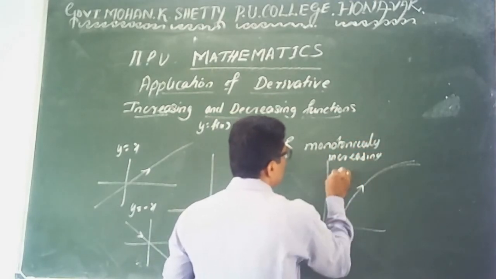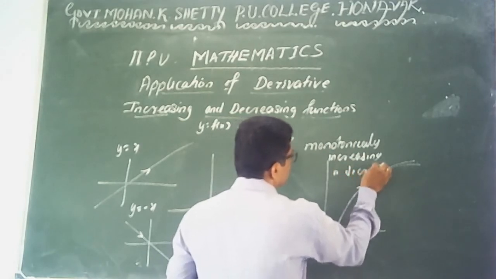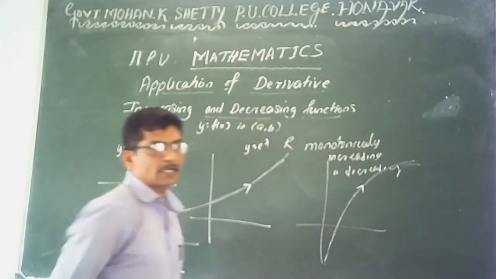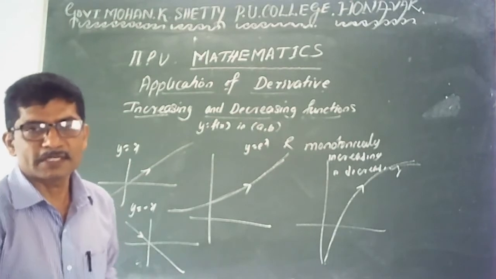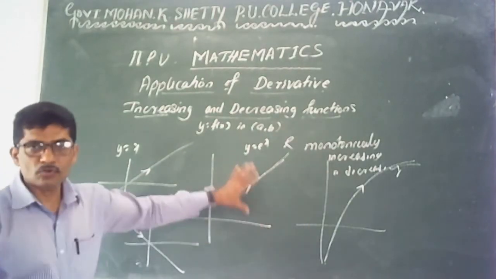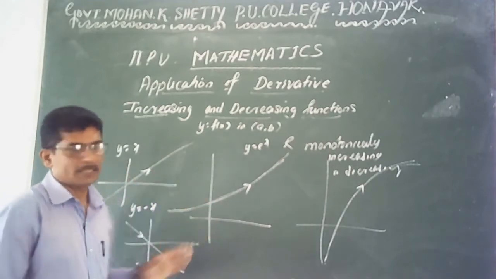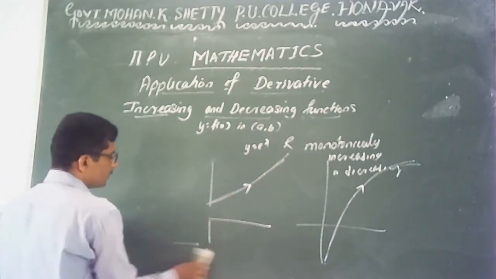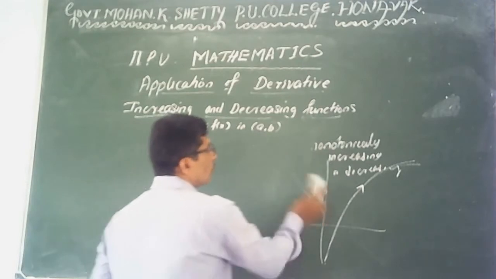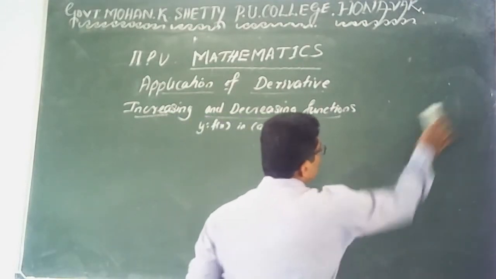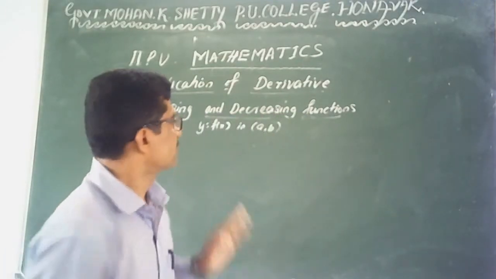Increasing or decreasing, it is called. In the whole domain, it must keep increasing or keep decreasing. These are monotonically increasing and monotonically decreasing functions. It means strictly increasing and strictly decreasing, the same in the whole domain. Then you say that this function is an increasing or decreasing function.